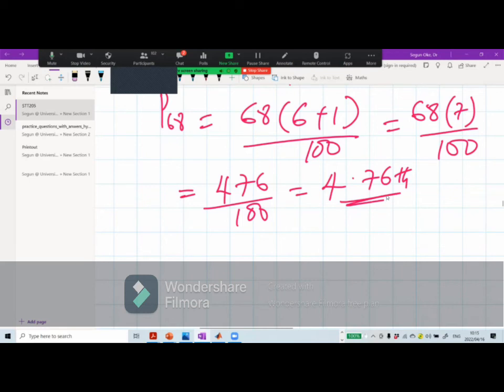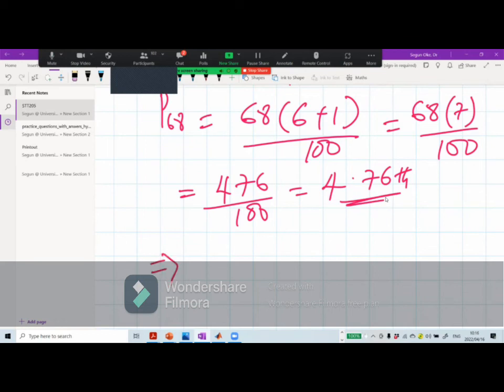That is the question. Don't approximate at this point. Leave it the way it is. Don't say it's 4.8. We don't send you for that. Just use it the way it is.